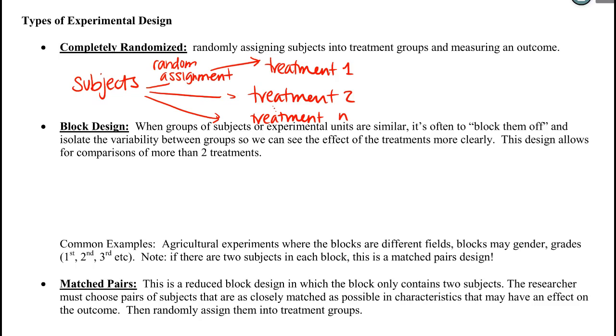And there are lots of different ways to do this assignment. You could flip a coin for each person until your treatment group gets full. You could have them pick chips out of a thing that has different colored chips, like red and white or something. Lots of different ways. And then at the end, we are going to measure the outcome.